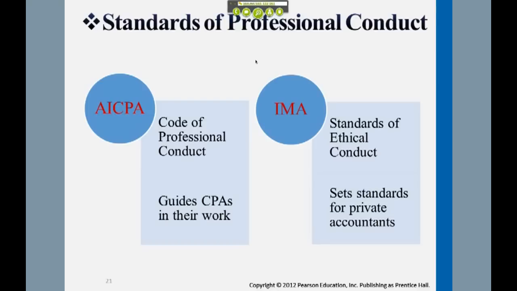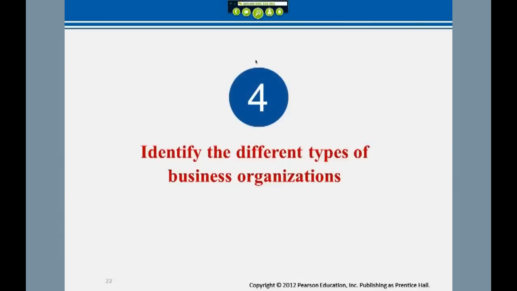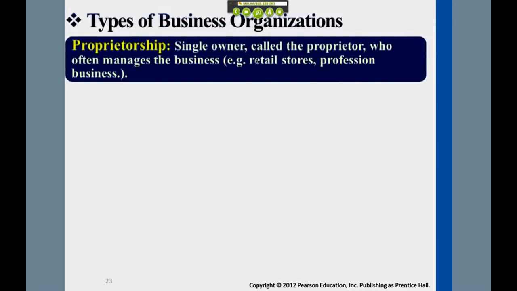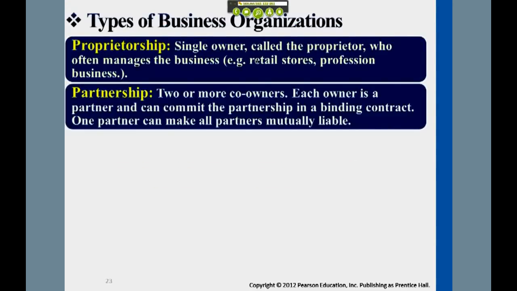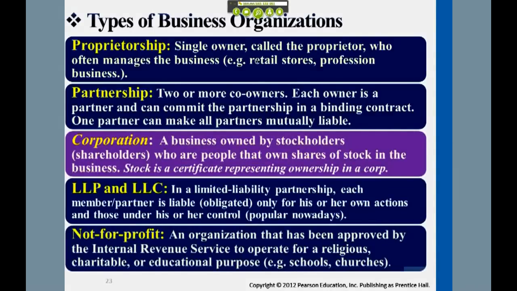Okay, let's move on to the next section here. I'm going to go over some of the different types of business organizations. The chapter introduced proprietorship, and at a general level, we would say that business organizations can be divided into 5 types. So we have proprietorship, partnership, corporation, which I highlighted in purple. This is the one that we're going to be focusing on this entire semester. Then limited liability partnership and company, and not-for-profit.